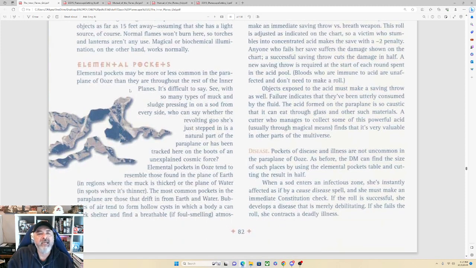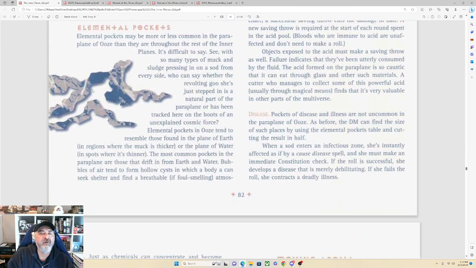Elemental pockets may be more or less common in the paraplane of ooze than they are through the rest of the inner planes. It's difficult to say. With so much different muck, they tend to resemble those found in the plane of earth or the plane of water. So either a bubble trapped in a large floating mass of something, in the case of water, or a larger, more dense thing that happens to have a cave-type system with access to air, in the case of earth. DMs, we're playing with magic. We're playing with all of that kind of stuff. It's not too hard to hand wave. How's there air in here? Well, if there's representations of all the other elements, there's nothing that's absolutely pure anywhere. That would be the same here.